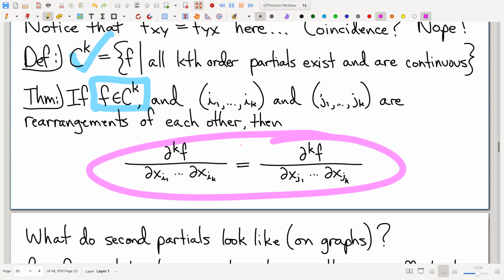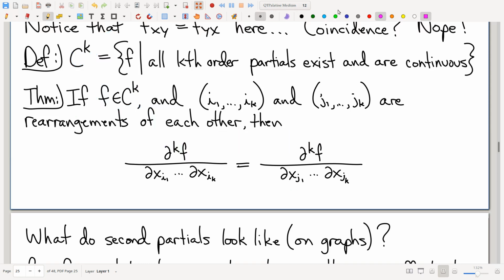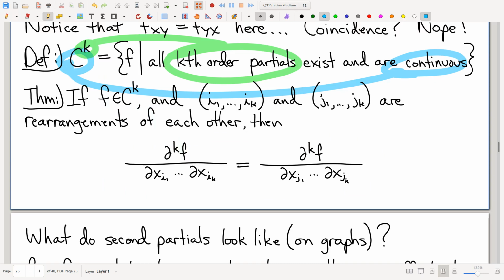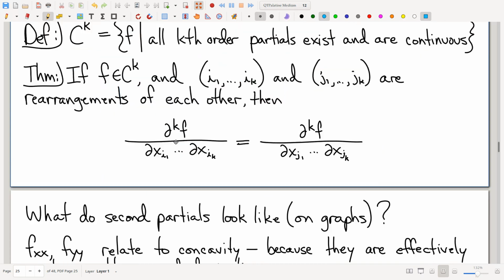Sorry, could you please repeat what C^K is? Okay. So K means how many partials we are going to talk about, and the C says they have to exist and be continuous.